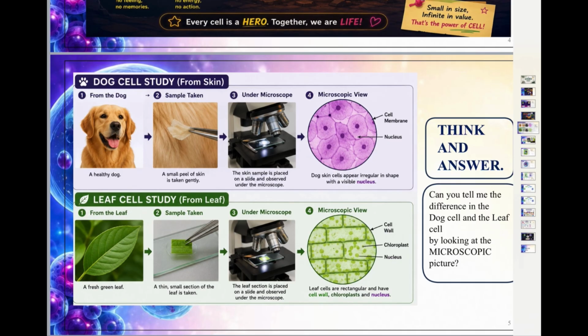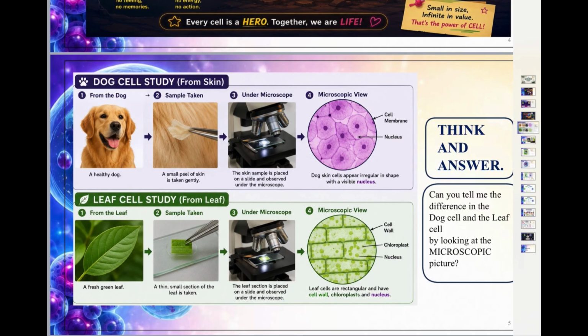Okay, and obviously you have to put some amount of glycerin or some amount of water whenever you are placing the specimen over the slide. Otherwise it will become dry and you will not be able to see under the microscope. Okay, so the process that we are using whenever we are taking a specimen and placing it on the slide and covering it with a cover slip, this process is called mounting.